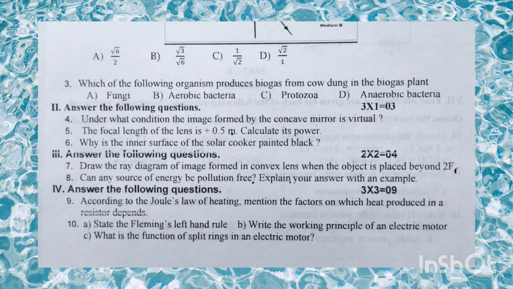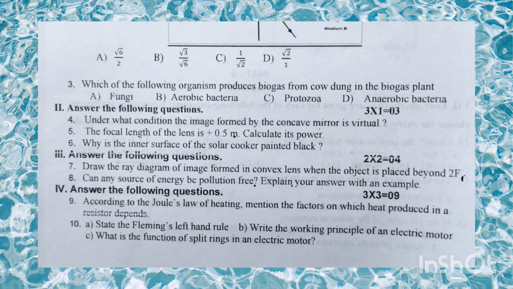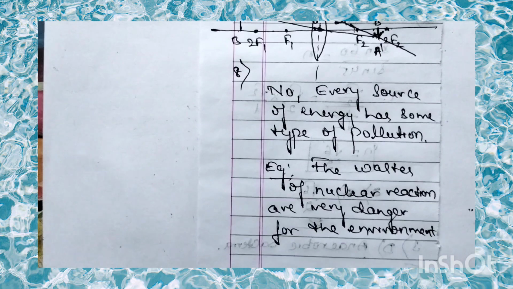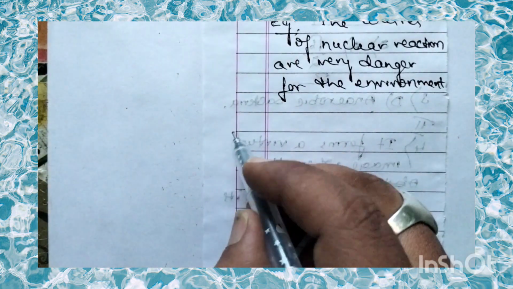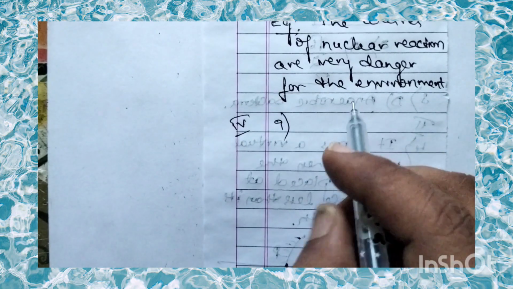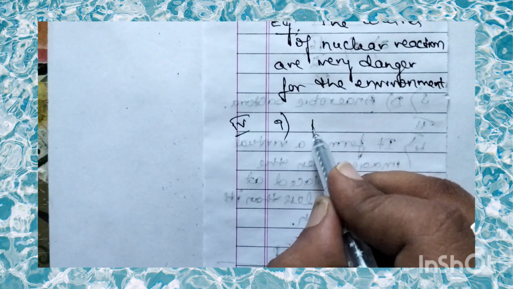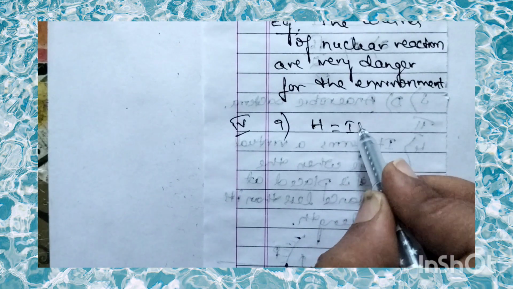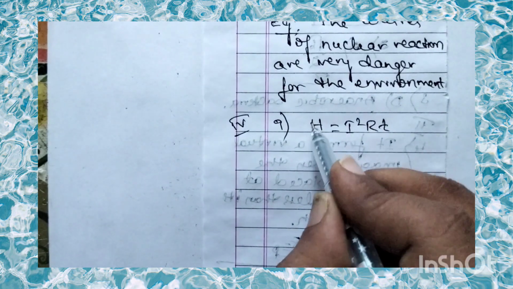Now we are going for the next 3 marks question in physics. According to Joule's law of heating, mention the factors on which the heat produced in a resistor depends. So let us answer this question. This is the next, fourth main, the ninth question. According to Joule's law, H is equal to I square RT.